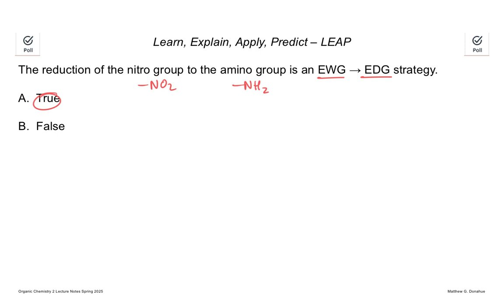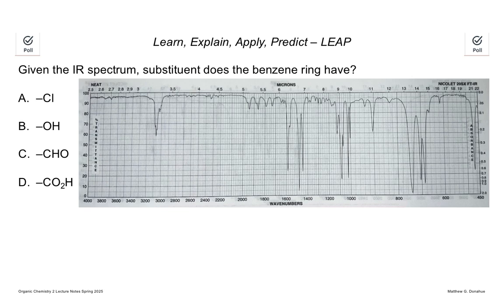And so if we're learning one strategy, we're going to learn the other strategy as well. How can you take an electron donating group and turn it into an electron withdrawing group? So if you take benzene and you treat it under some conditions to substitute H for X, based on the IR spectrum, what is that X group?